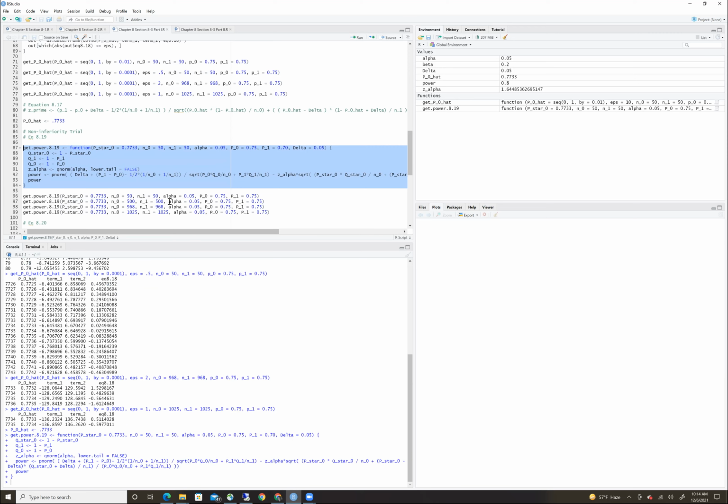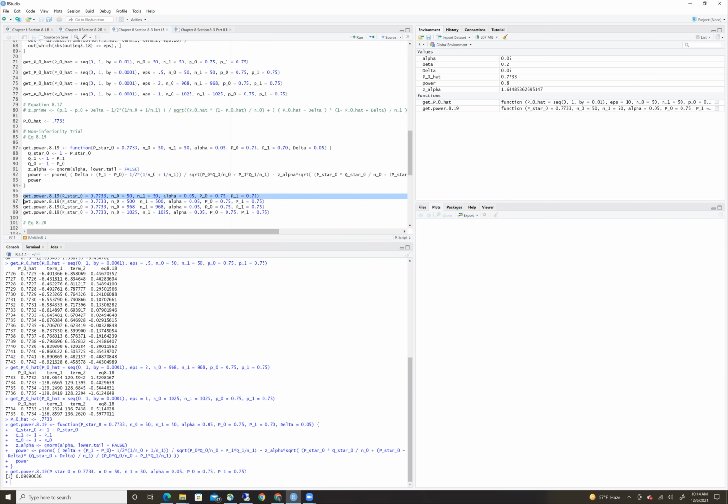Okay, and here we go. So we're going to say, what is the power when P star 0 is 0.7733? We have a sample size of 50 for each group, an alpha level of 0.05, and then P0 is 0.75 and P1 is 0.75. What's the value of the power? So we get a very low value for power. That is 0.0969. Obviously not a big enough sample size.